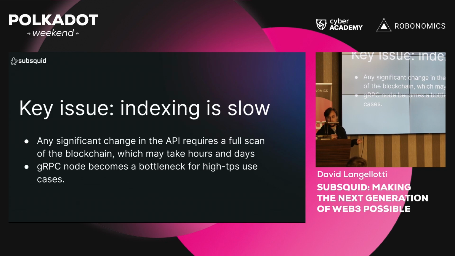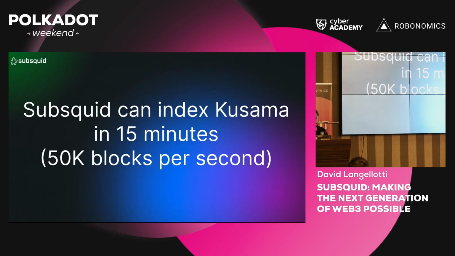Also, gRPC nodes can become a bottleneck. That means they become very, very slow. And it's just not working right now for these high TPS use cases that we talked about.